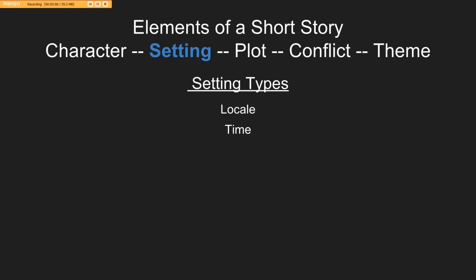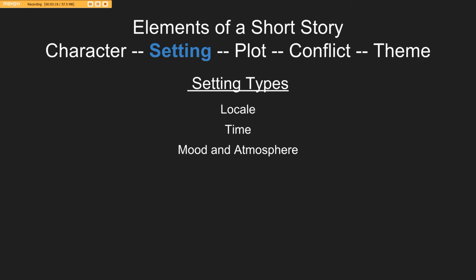After that, it's time. When does it take place? Does it take place in the past? Does it take place in the future? Does it take place at midnight? Does it take place in the morning? This is important for just capturing how and where the story is. What time is it? When is it?